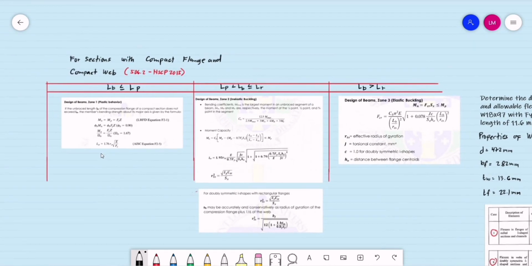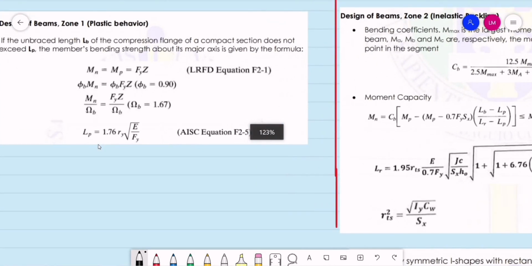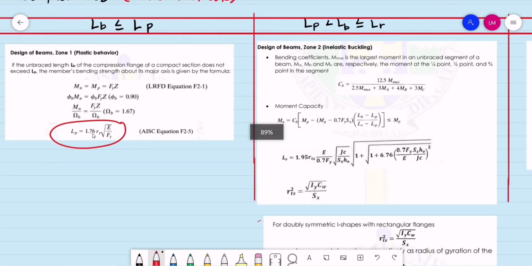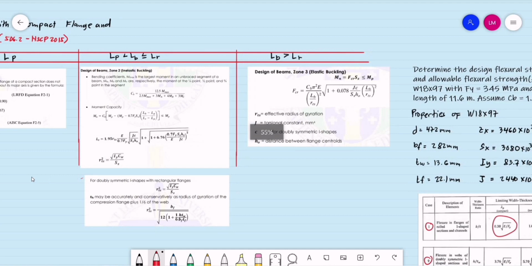So we are to compare first its value to the value of L sub p, which is equal to 1.76 times Ry times the square root of the modulus of elasticity divided by the Fy.